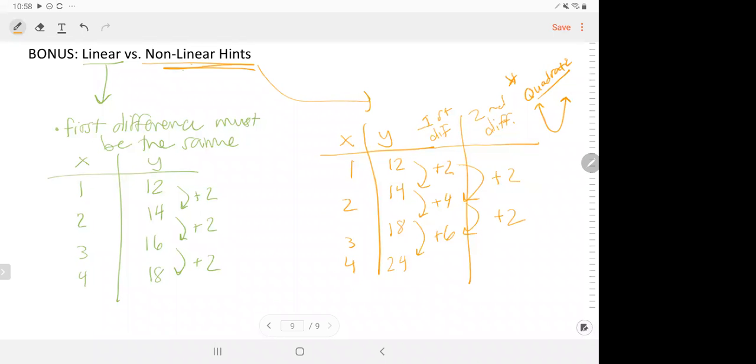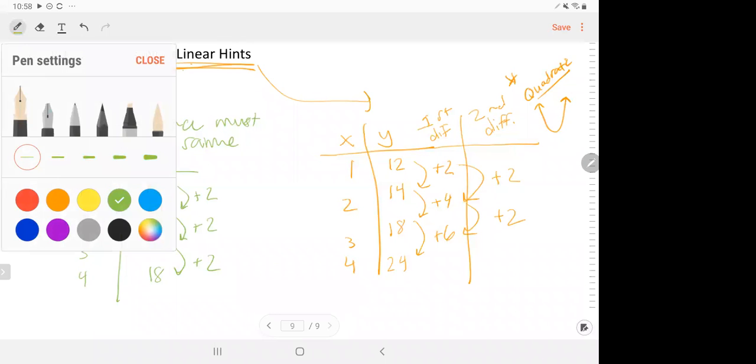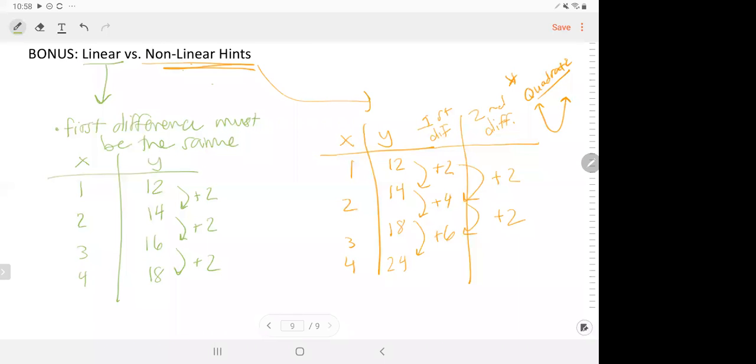I don't want to get too far into this because this is a whole other lesson in high school. But the most important thing that you can remember right now is if something is linear, then it is going to have a constant first difference, or difference between the y values.